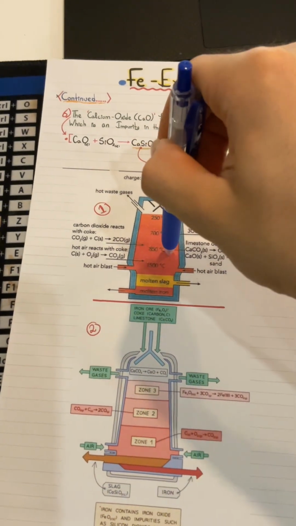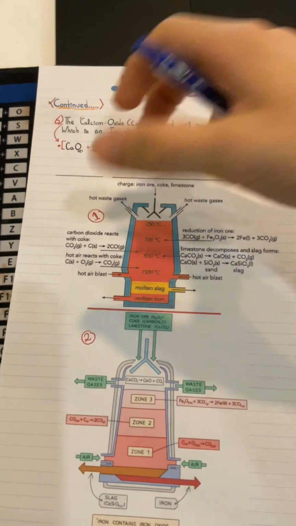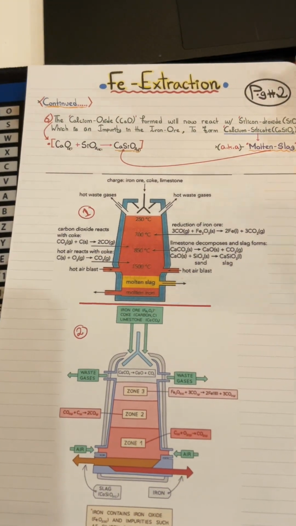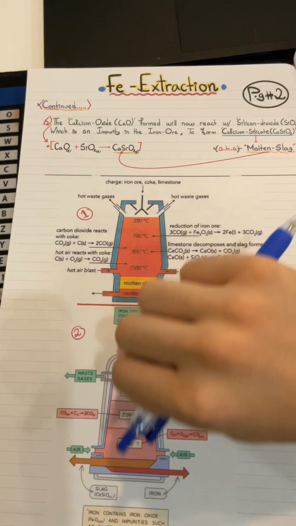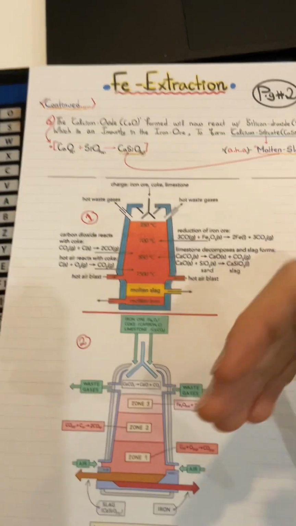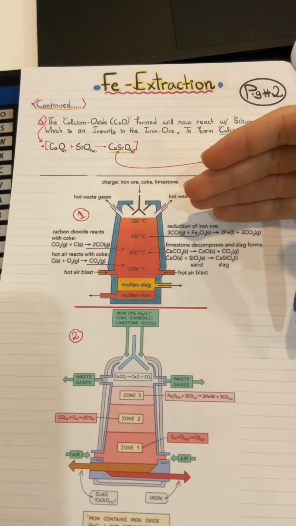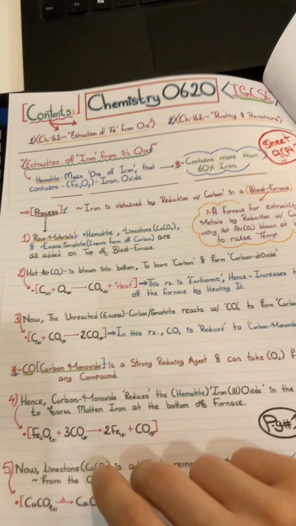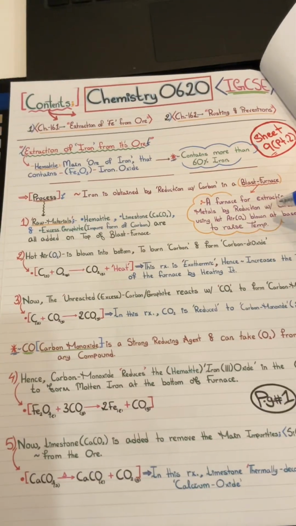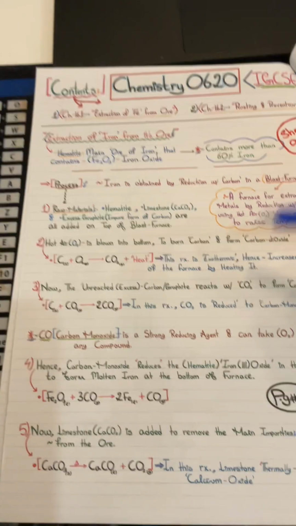Again, blast furnace is a furnace used for extracting metals with reduction of carbon by blowing hot oxygen at the base of the furnace to raise the temperature of the furnace. Okay, that is the definition of the blast furnace. If you have understood this definition, everything will be easy.